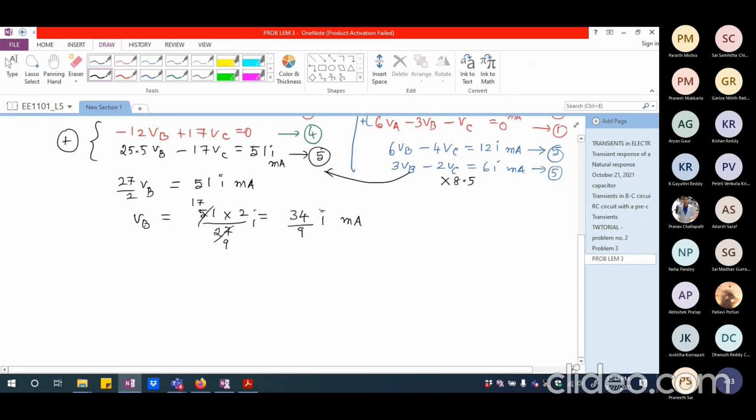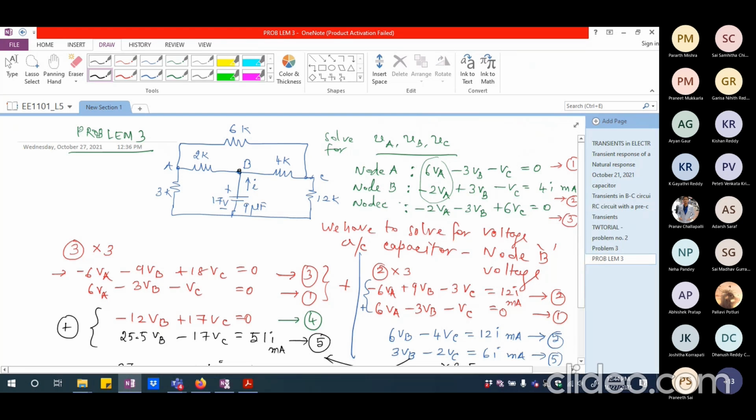Is this clear? So VB is having 34 by 9 I. That is actually the voltage. 34 by 9 I, that is going to be the voltage. And after all, the current flowing here is I. So that means from these two terminals, if I try to visualize the resistance of the rest of the circuit, the equivalent resistance is going to be 34 by 9K.